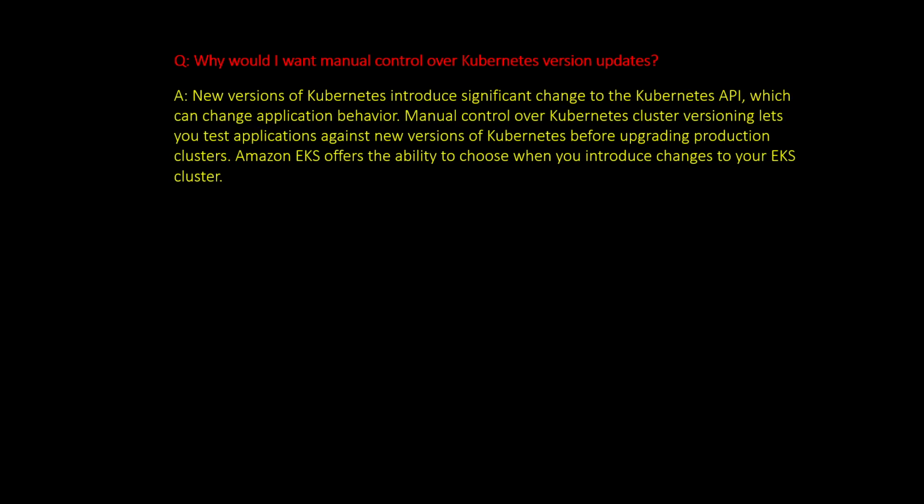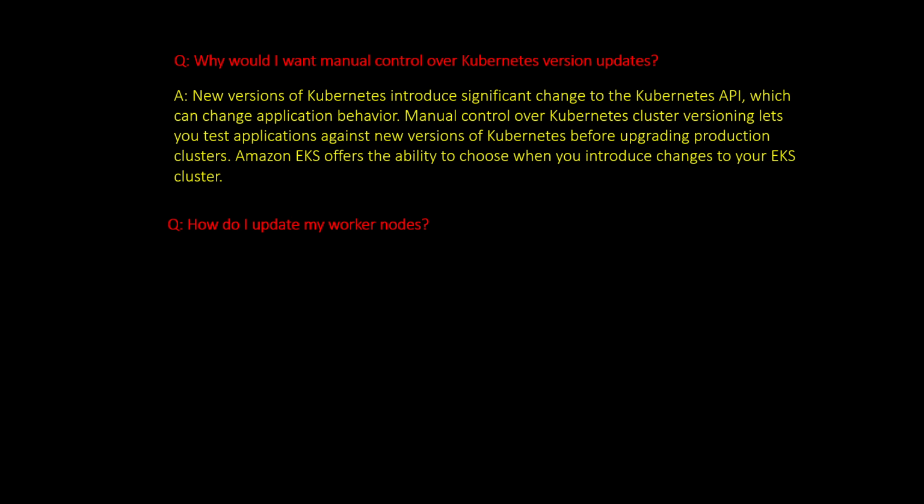Why would I want manual control over the Kubernetes version update? New versions of Kubernetes introduce significant changes to Kubernetes APIs, which can change application behavior. Manual control over the Kubernetes cluster versioning lets you test applications against a new version of Kubernetes before you upgrade your production cluster. Amazon EKS offers the ability to choose when you introduce the change to your EKS cluster.